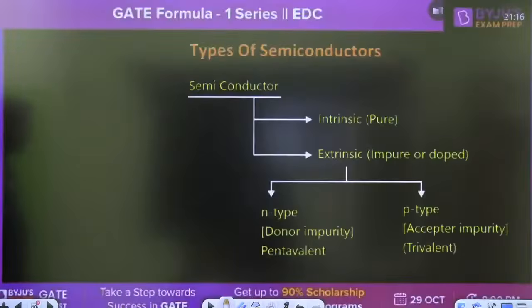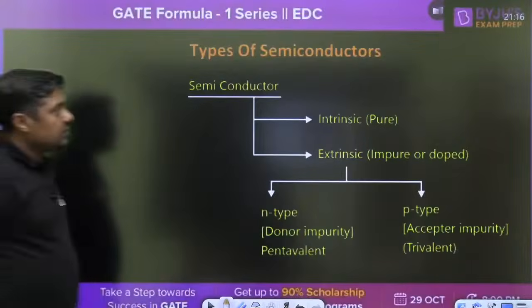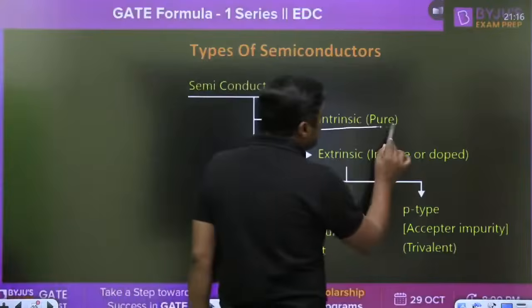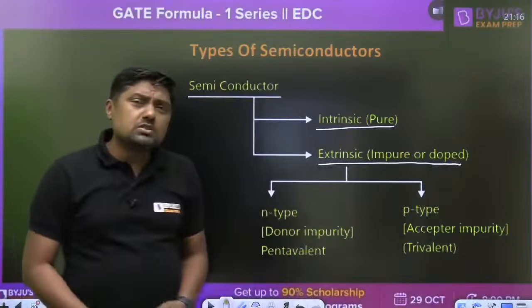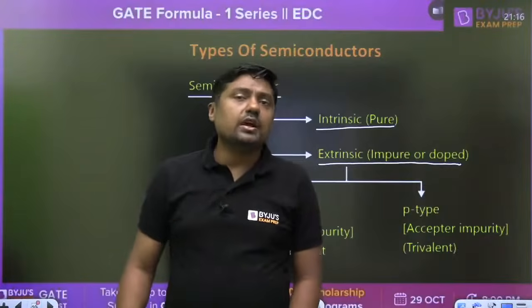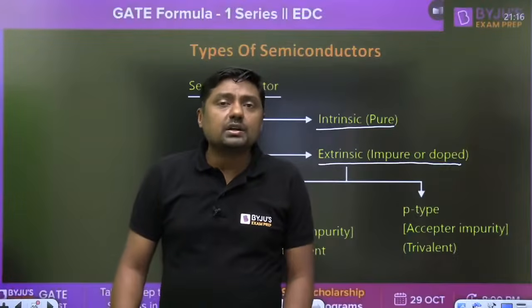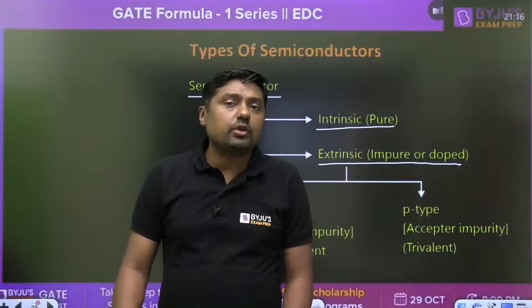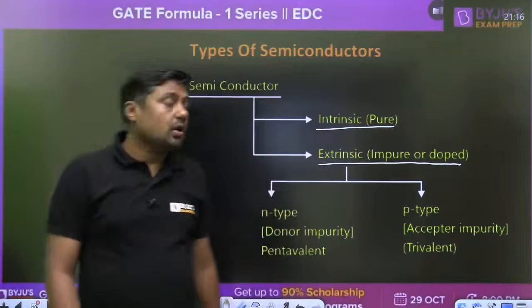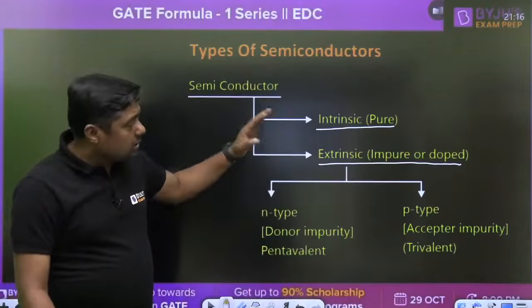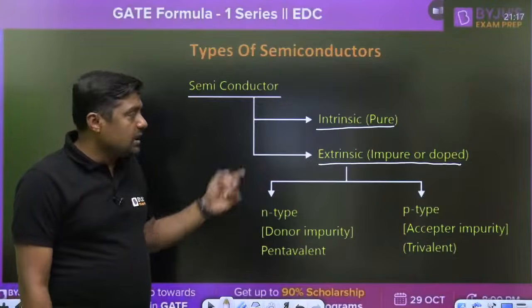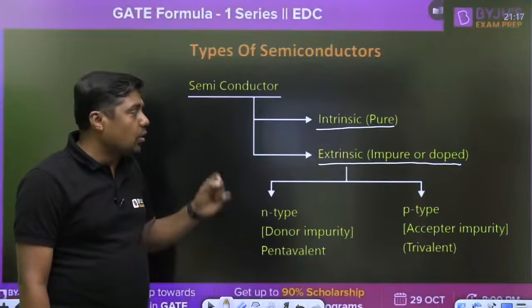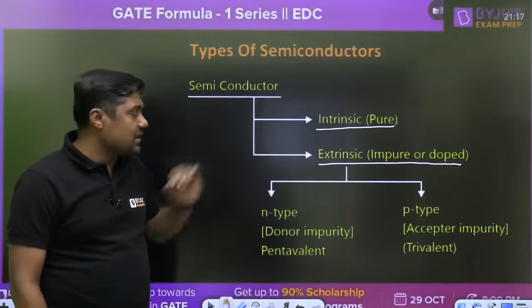Now, types of the semiconductor. Types of the semiconductor is what? Intrinsic semiconductor and what? Extrinsic semiconductor. Intrinsic means pure semiconductor, that is silicon and germanium. But the conductivity of silicon and germanium is very, very low, and that's why we are doping impurity, right? Those are called doped semiconductor or impure semiconductor or extrinsic semiconductor.